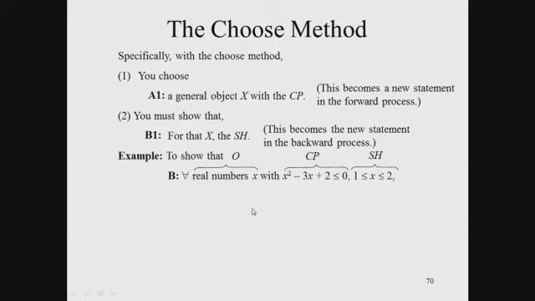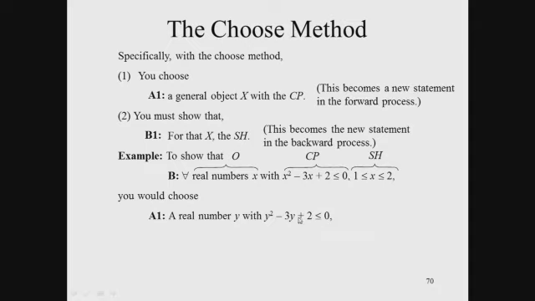Now let's look at how the choose method works. Because I see the keywords "for all" in the backward process, this is when you want to think about using the choose method. And how does the choose method work? You choose an object with a certain property. So what should I choose here? A real number y, again, with the certain property.